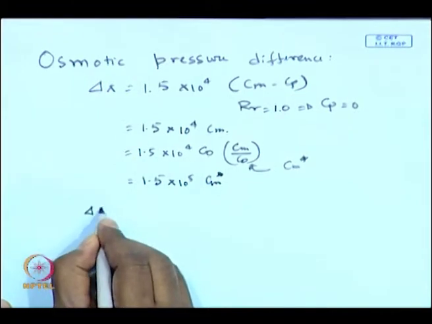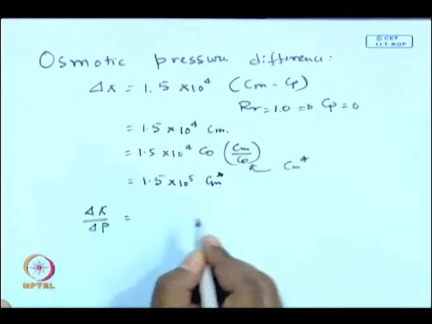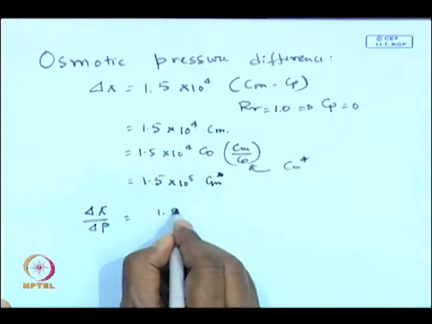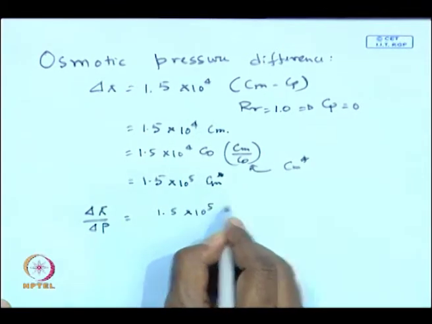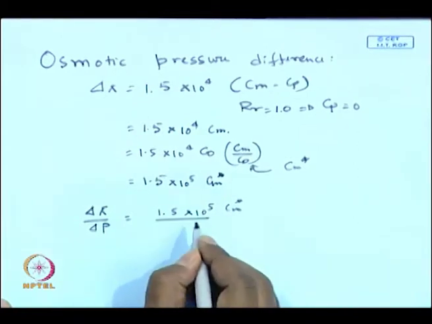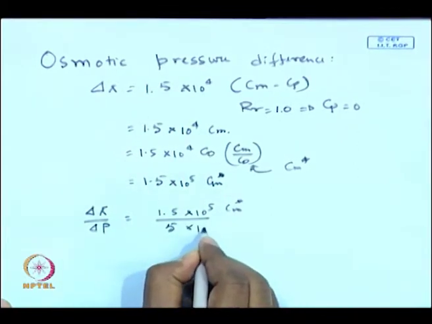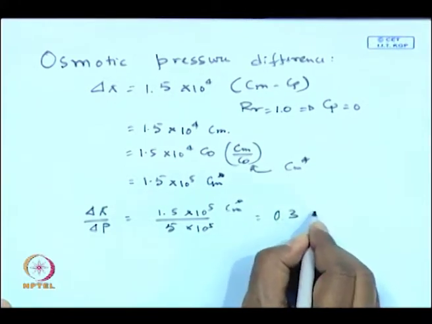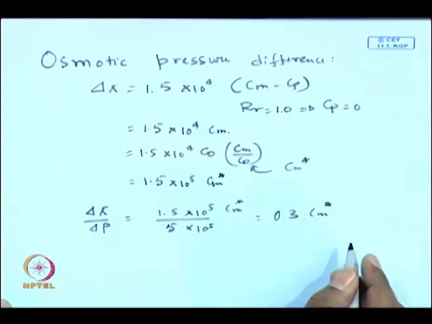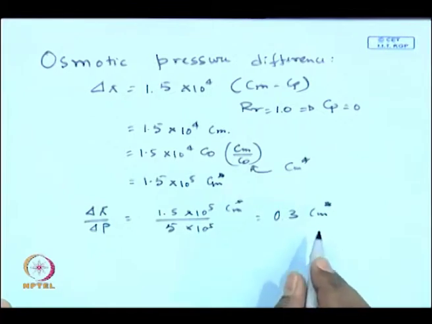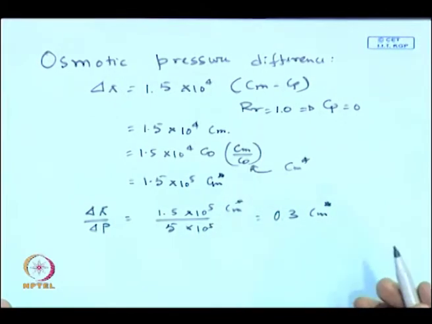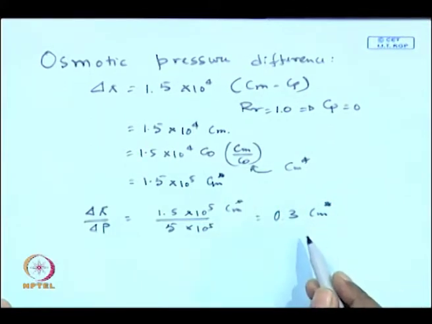Let us look into the value of delta pi by delta p. The osmotic pressure difference will be 1.5 into 10 to the power 5 cm star, and delta p, the transmembrane pressure drop, is 5 into 10 to the power 5. So, it will be 0.3 times cm star. Depending on the value of cm star, let us say cm star will be about 5 times. Then delta pi by delta p will be 0.15, so it will be 15% of the total transmembrane pressure drop. That is considered to be more or less significant.